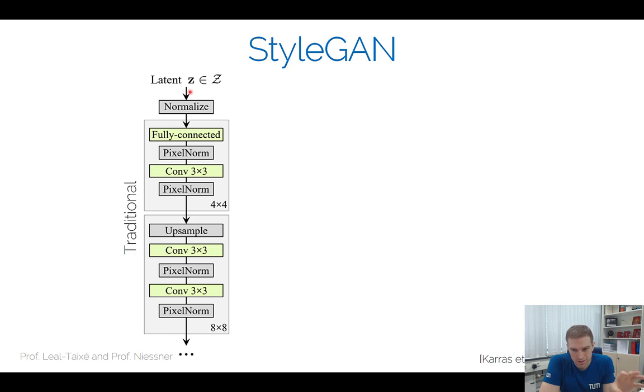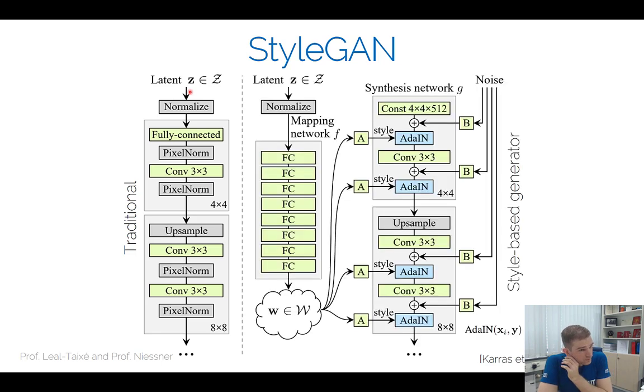So the idea of StyleGAN now is a little bit different. On one hand, we have a latent vector z. We have a couple of fully connected layers, and these fully connected layers form a mapping network, right? So this is one network by itself that maps the latent vector z to some sort of interpretable style vector that we can feed into the generation network.